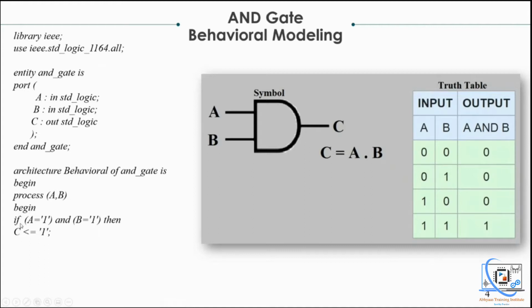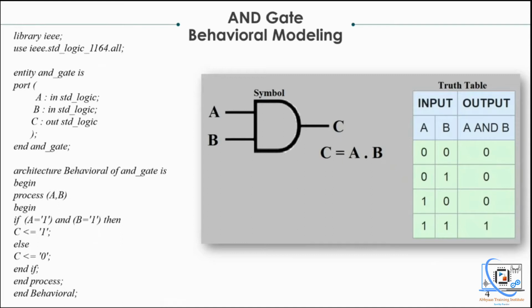So we gave it like this. If A equal to 1 and B equal to 1, then only C is 1. Else C is 0. So we are ending the if condition here, we are ending the process here, and then we are closing the behavioral of this. Means we are closing the architecture definition. So this is the AND gate using the behavioral modeling.